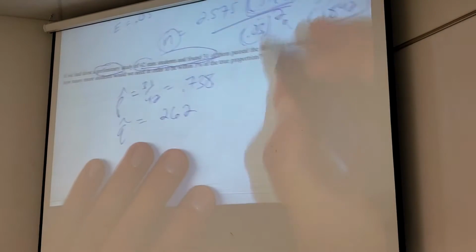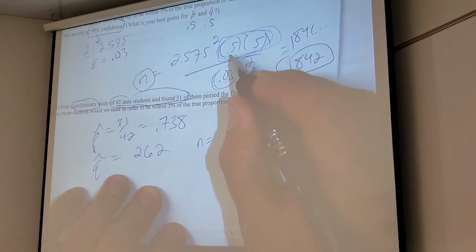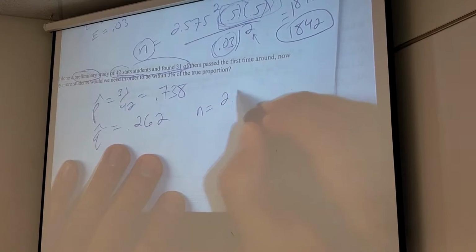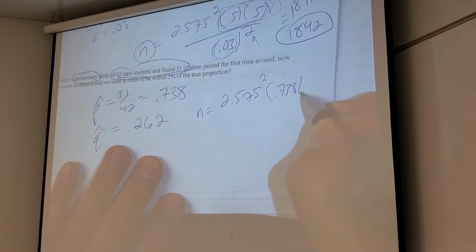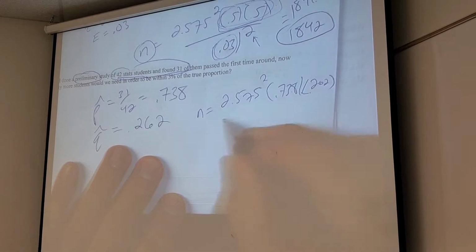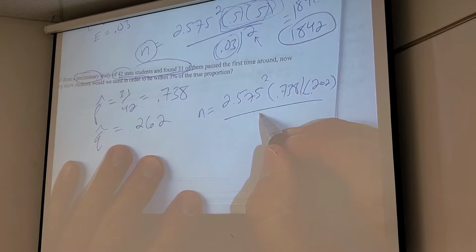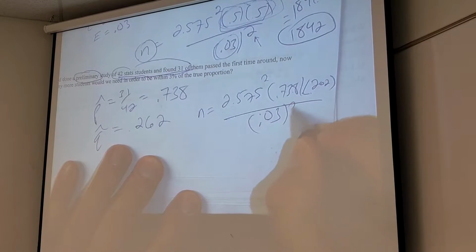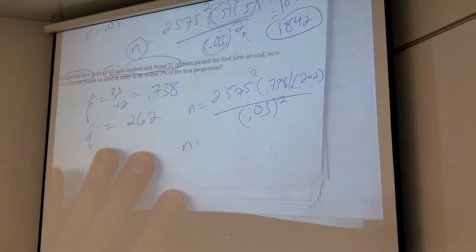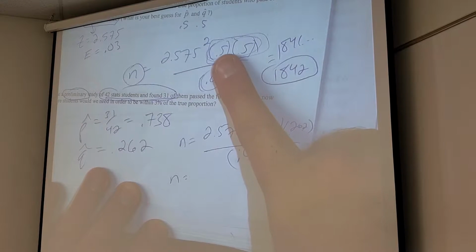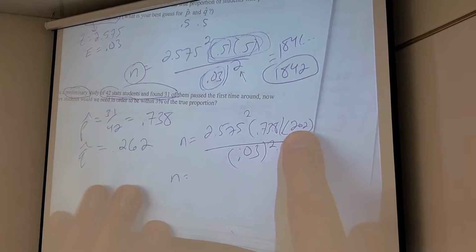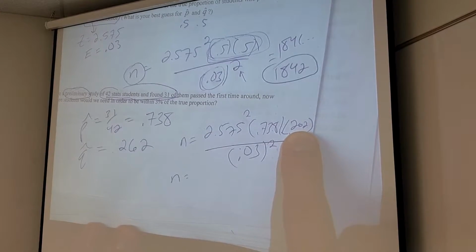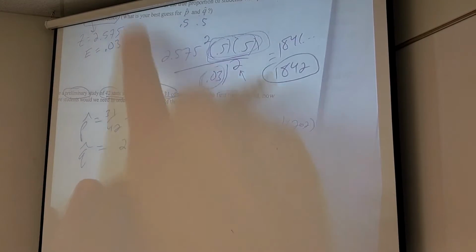So now I could do the exact same formula, but instead of putting 0.5 and 0.5, I put 0.738 and 0.262. E was 0.03 still. That's right. So same formula, right? Here we didn't know anything, so we had to guess 50-50. Here we know, so we put that in there. Still 99% confidence. Sorry, it's all one big problem.